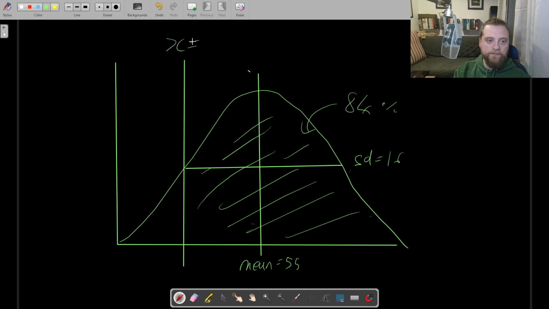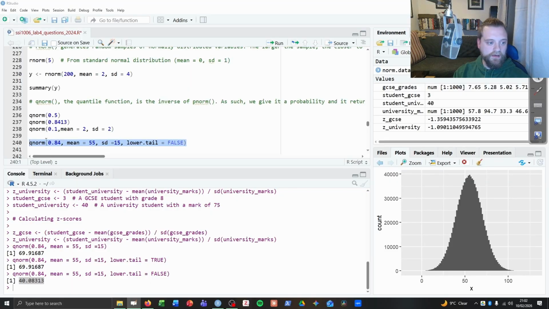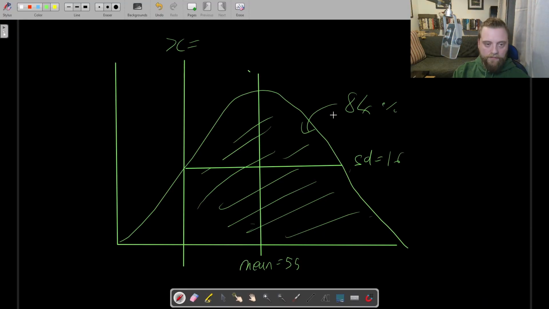So where is our x value there? Well, we just calculated it to be at about 40. So our x here is 40. So we can do this either way around then. The normal distribution is symmetric.